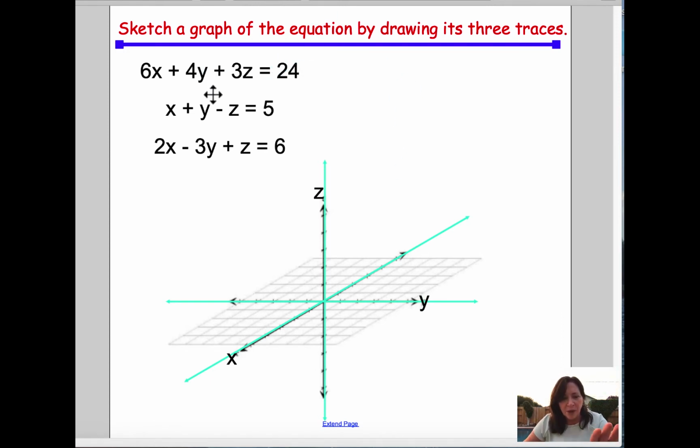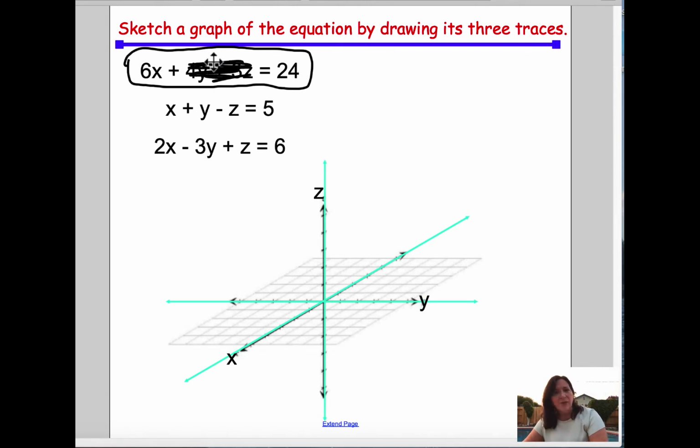So basically, the objective is to choose one equation at a time and try to find the intercepts. Now remember, with a 2x2, if you're trying to find the x-intercept, you set y equal to 0. If you're trying to find the y-intercept, you set x equal to 0. Let's try to find the x-intercept for the first equation. So I'm going to set y and z to 0. Those are gone. So now I have 6x equals 24, so that means x equals 4.